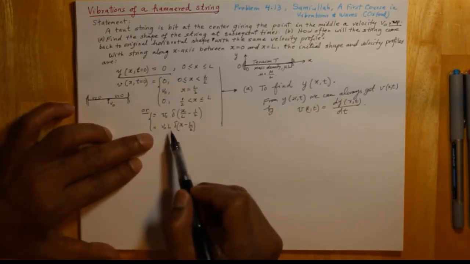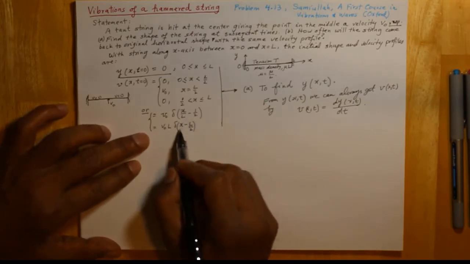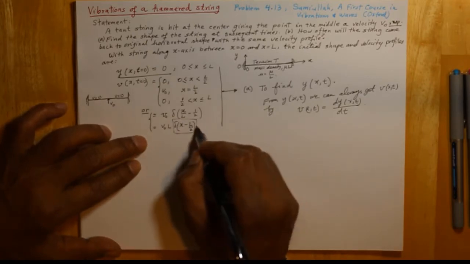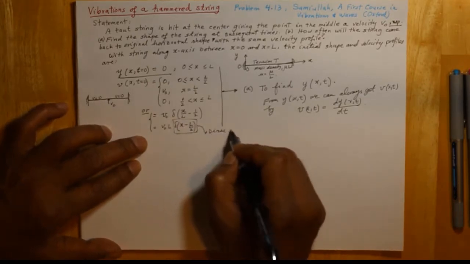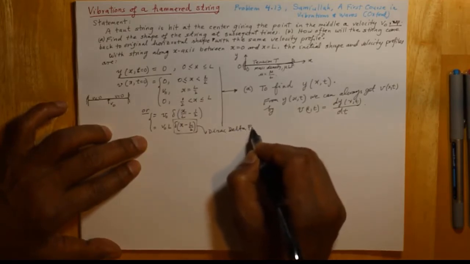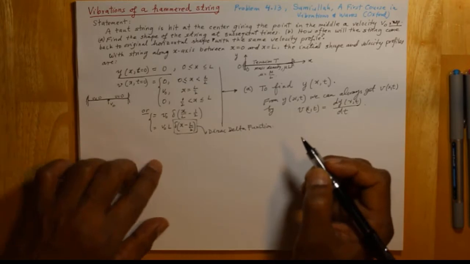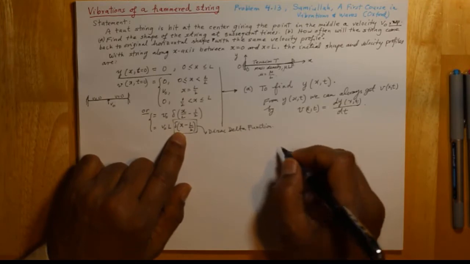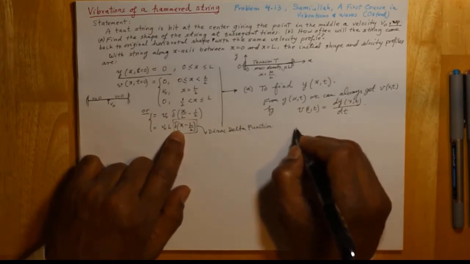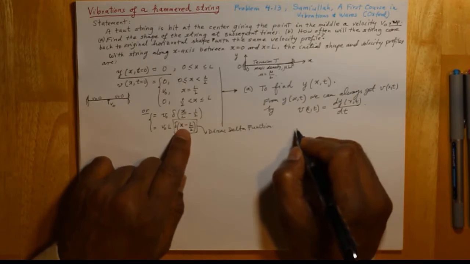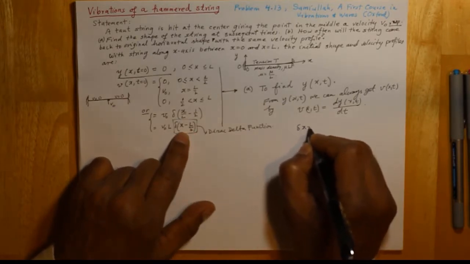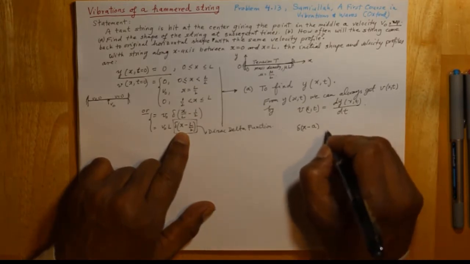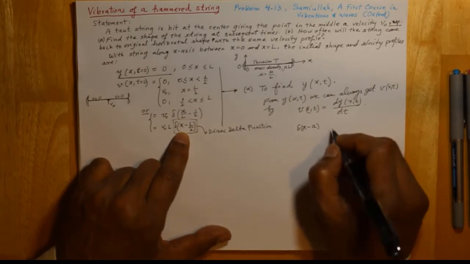Or you can use a function called the Dirac delta function. Some of you may not have encountered this. This is a kind of strange function. It's a function of x. If you say x minus a, what does it do? Well, it can be defined through integrals of functions.